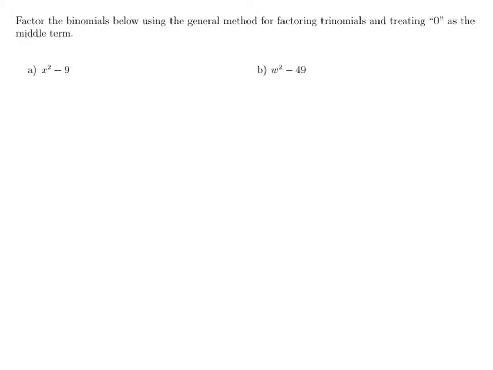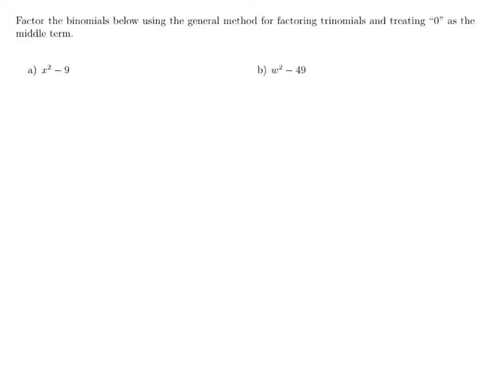In this video, we're going to explore factoring special types of binomials known as the difference of two squares. To get at this pattern that happens for these special binomials, we're going to factor these binomials using the general method for factoring trinomials and treating 0 as the middle term. So let's get started with this first one.